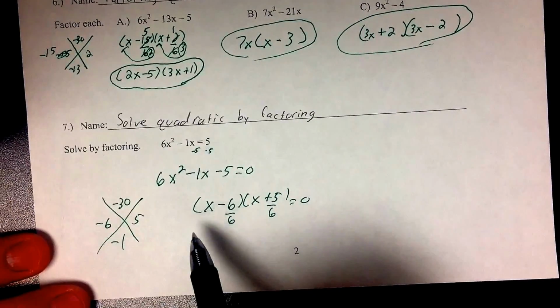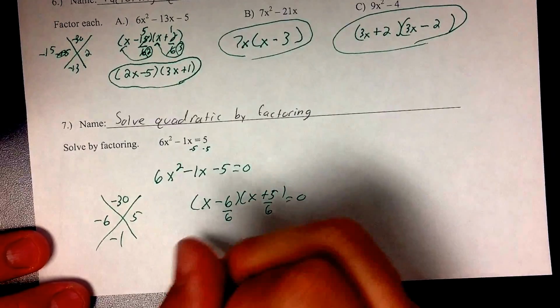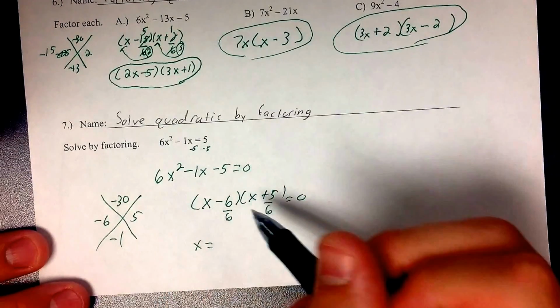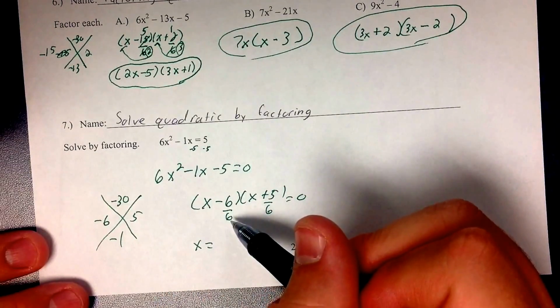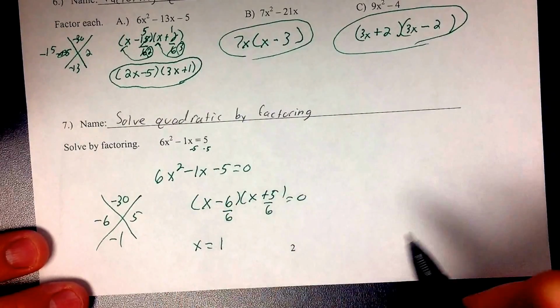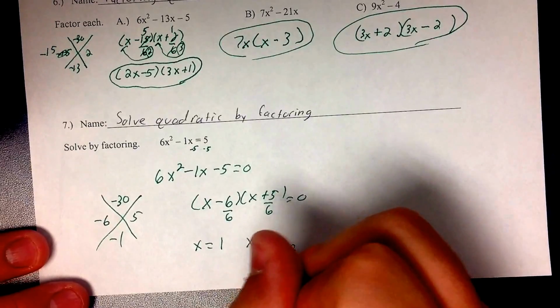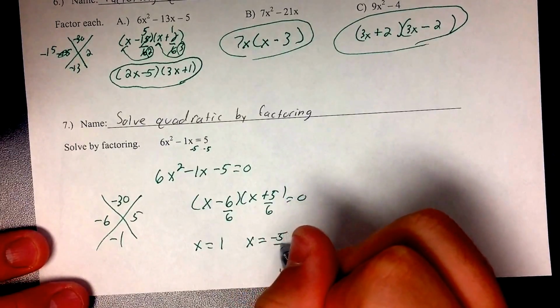Now again, for solving by factoring, it's just going to be the opposite of what's inside the parentheses. So x equals, now 6 divided by 6 is 1, so the opposite of negative 1 is plus 1, so x equals 1. And then that doesn't simplify, so I just put x equals the opposite of that, so negative 5 over 6.